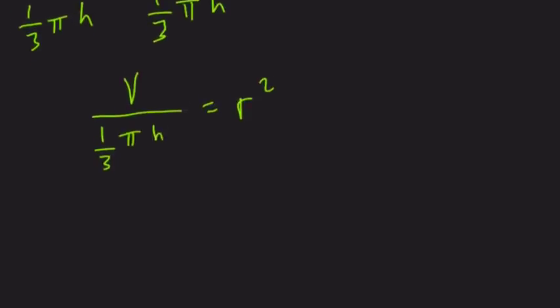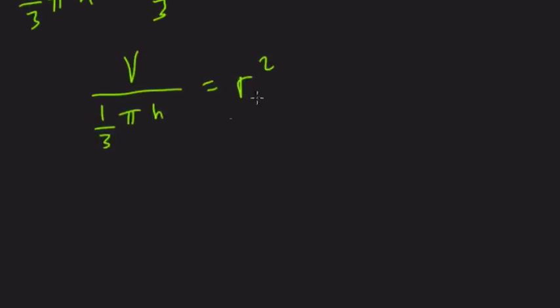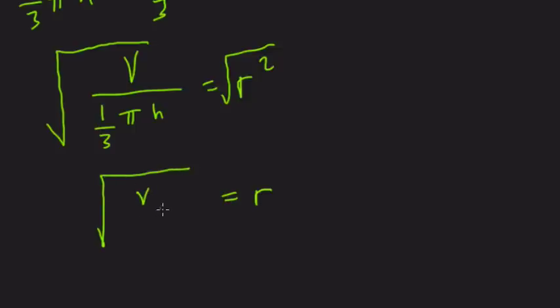Now, if we want to get r all by itself, r is being squared, so we square root both sides. So I square root r squared, that'll give me r. The square root and squaring just cancel out, those are inverse operations, and r is equal to the square root of v over 1/3 pi h. Now, they might not give us this answer because usually we don't leave fractions in the denominator. So we can rewrite this.